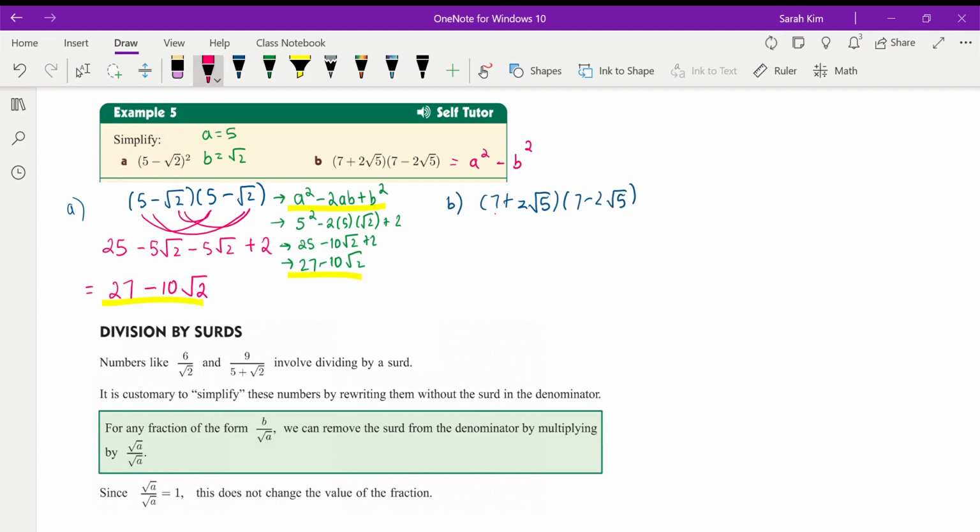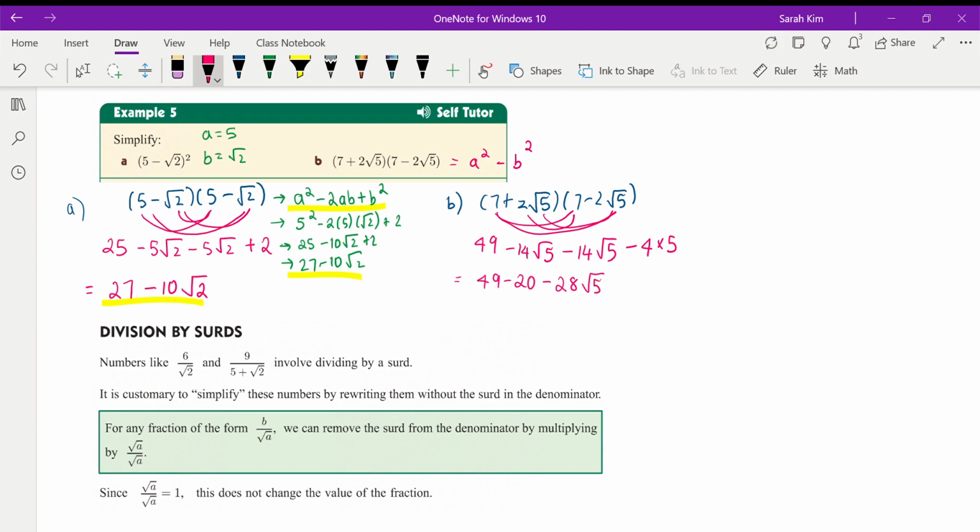Alrighty, so first, outer, inner, last, so that's -4, and then times 5 because of square root 5 times square root 5 turns into a 5. So that turns into 49 take 20, and then I got 28 square root 5.